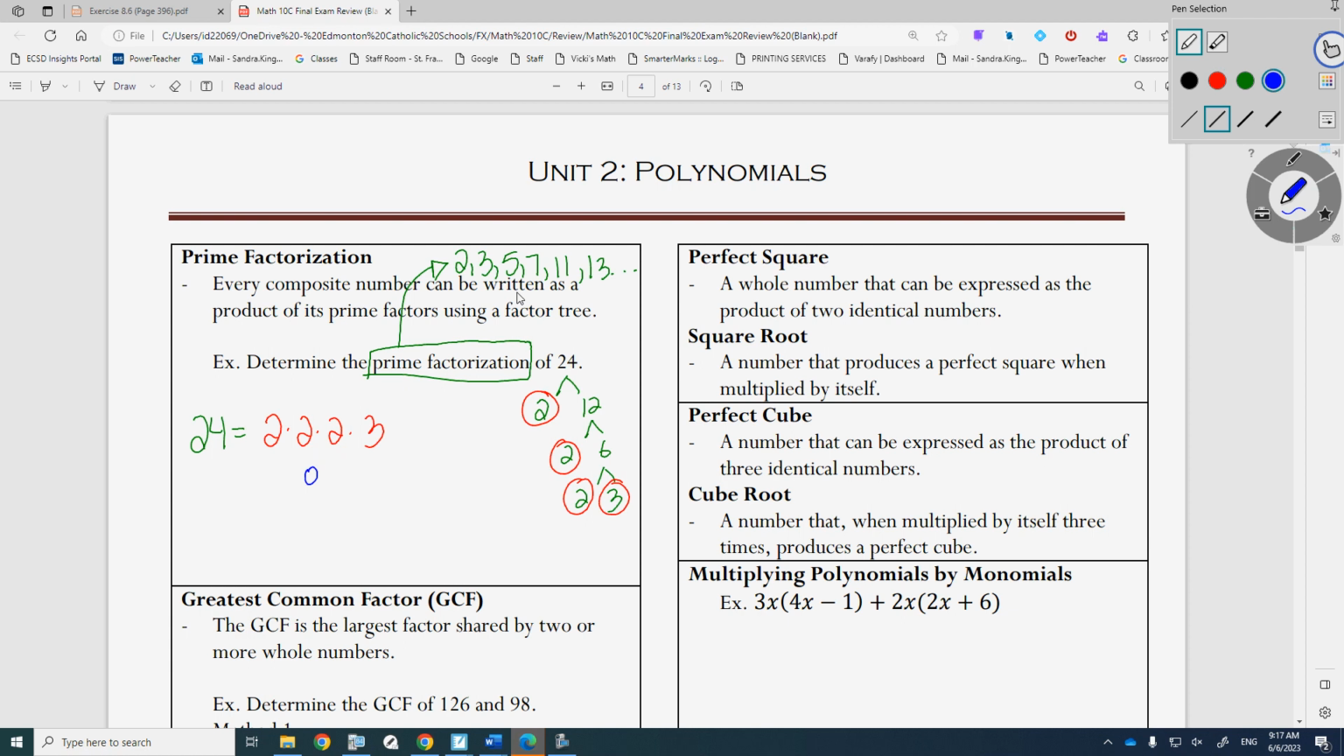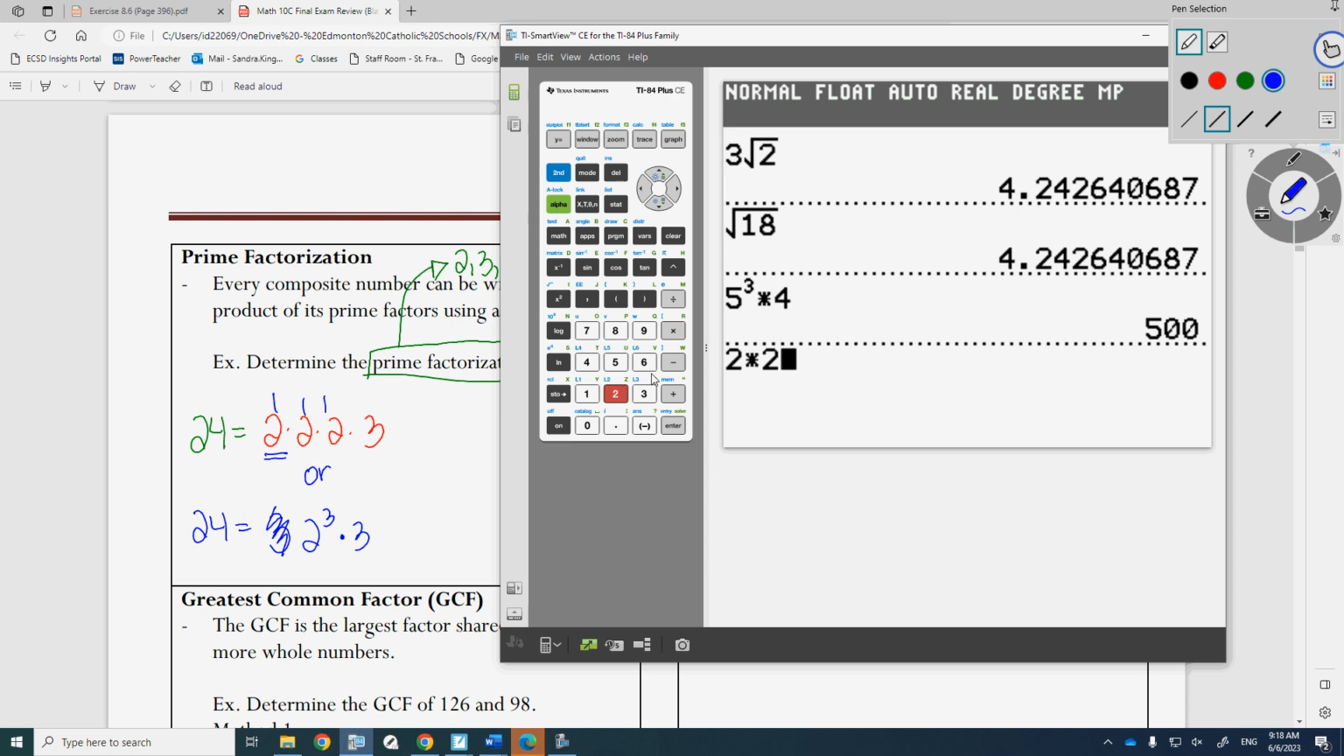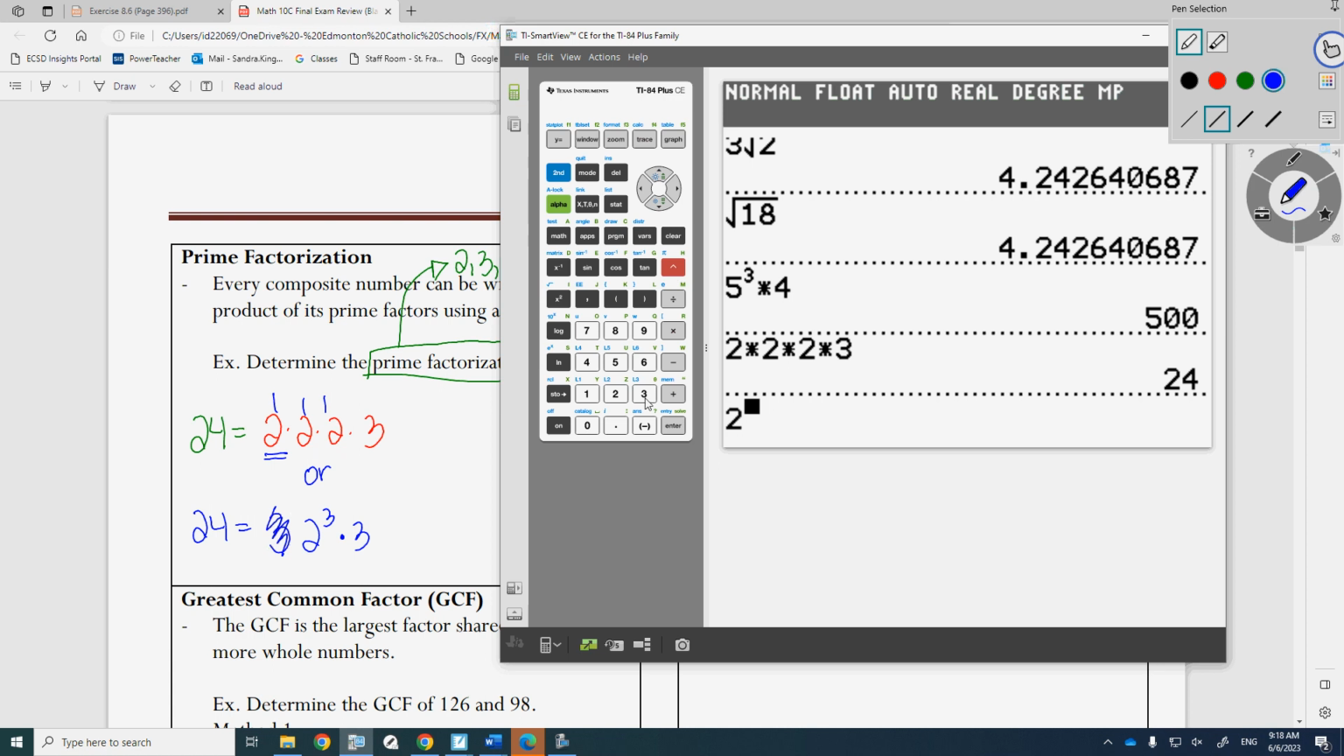Or I could write that in power form. Cooper, what would that guy be in power form? Yes. Sorry, 2 to the power of 3. So I've got a 2, and then I've got that 3 times. So 2 to the power of 3 times 3. So that's the prime factorization of 24. I could check that on my calculator by typing in 2 times 2 times 2 times 3, or I could type in 2 to the power of 3 times 3.